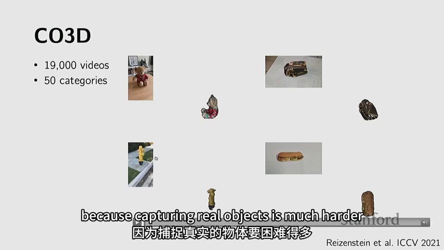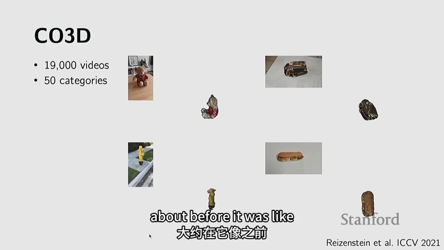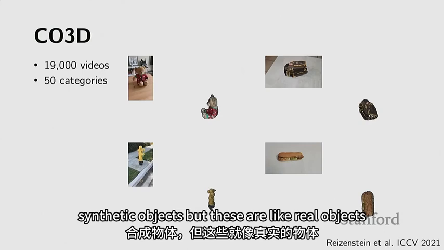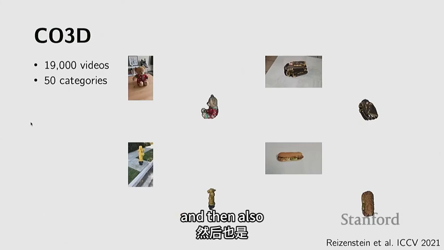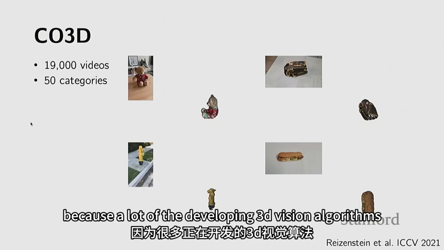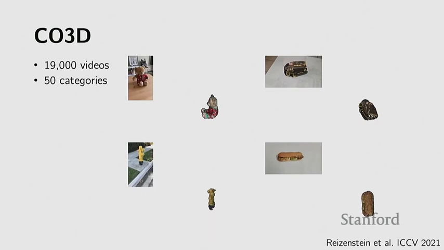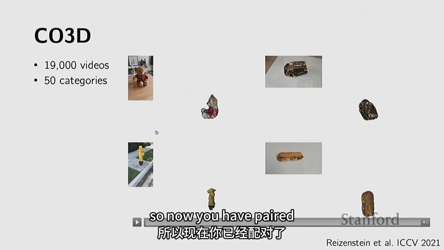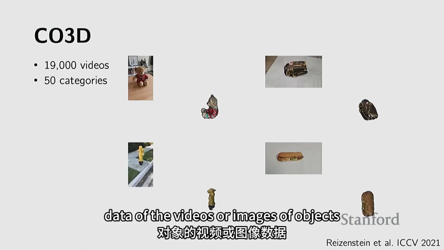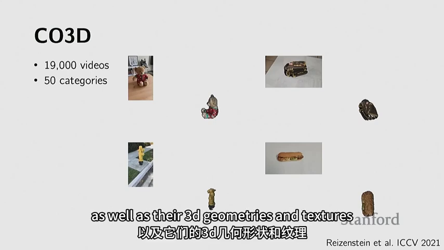Capturing real objects is much harder, and Objaverse and the other datasets I talked about before were synthetic objects, but these are real objects. Also, thanks to the development in 3D vision algorithms, you can take these 360 videos and reconstruct the 3D objects. So now you have paired data of the videos or images of objects as well as their 3D geometries and textures.